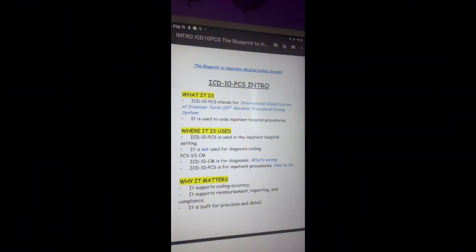So we have evolved, all right, and that's because of new technologies too, guys. But I think we're going to be on 10 for a minute, so you guys don't have to worry about switching to 11 anytime soon. Okay, so that's what it is by definition. It's used to code inpatient hospital procedures, all right.